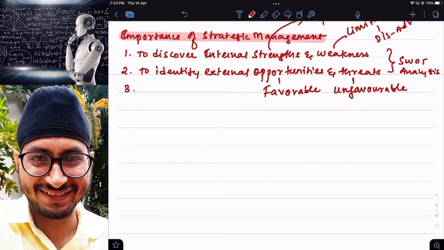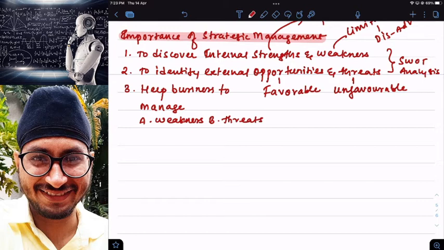Next, point number 3. Next, what will happen? It will help business to manage weakness also and threats also. So tell me, my weakness and threats should be maximum or minimum? My weakness and threats in a business should be maximum or minimum? Minimum. My strength and my opportunity should be maximum. My weakness and my threat should be minimum.